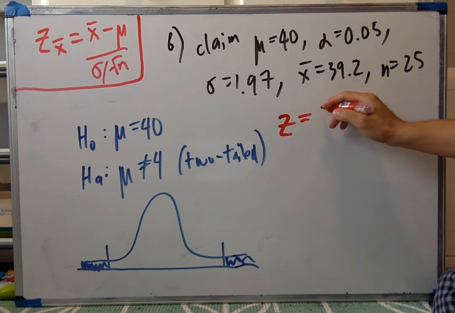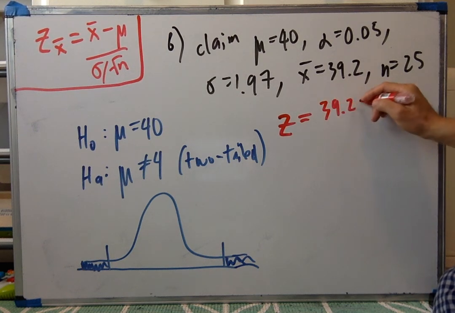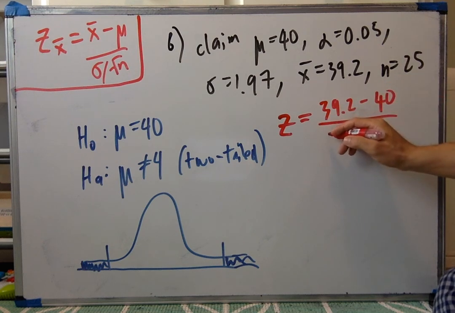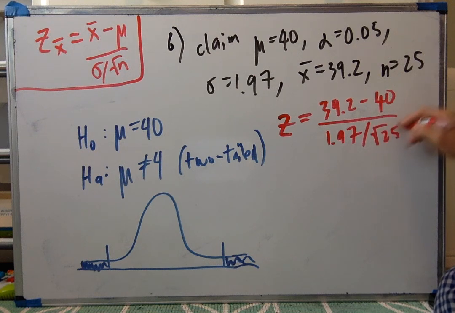Z value is going to be the mean, 39.2, minus the true mean, 40, divided by the standard deviation, 1.97 over the square root of 25. Now when you plug this in, I suggest using parentheses so that you don't mix up the order of operations.